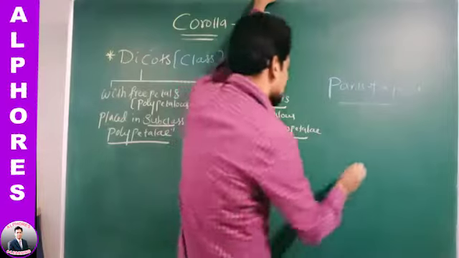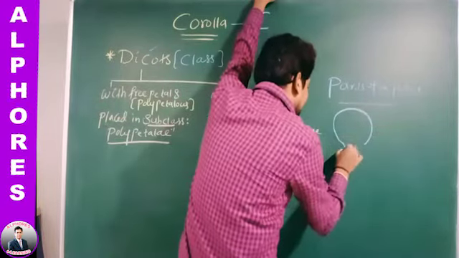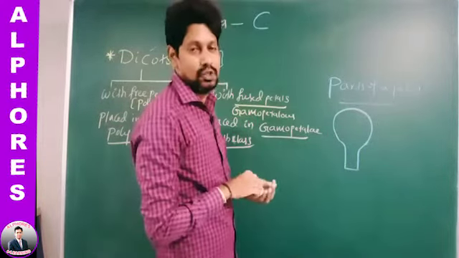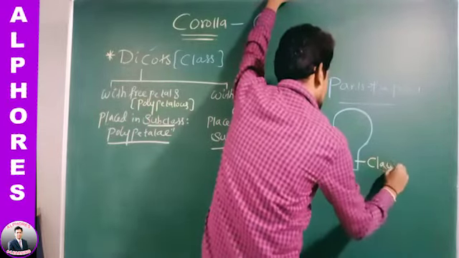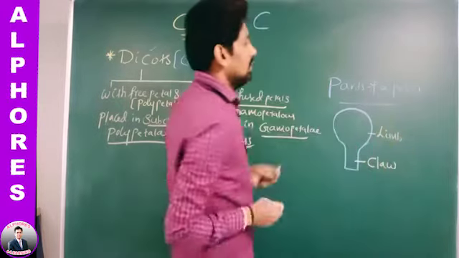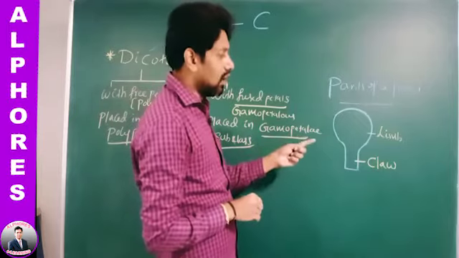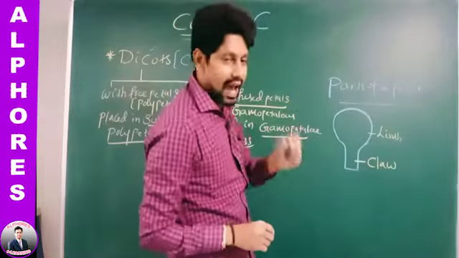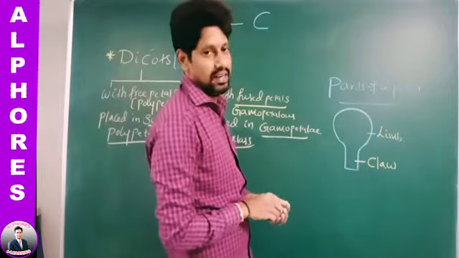Now, what are parts of a petal? If you take a petal, a petal is with two parts. A petal is with how many parts? Two parts. First one is claw. Second one is limb, L-I-M-B. Therefore, petal with two parts, claw and limb. In the diagram, claw is narrow. Limb is expanded.